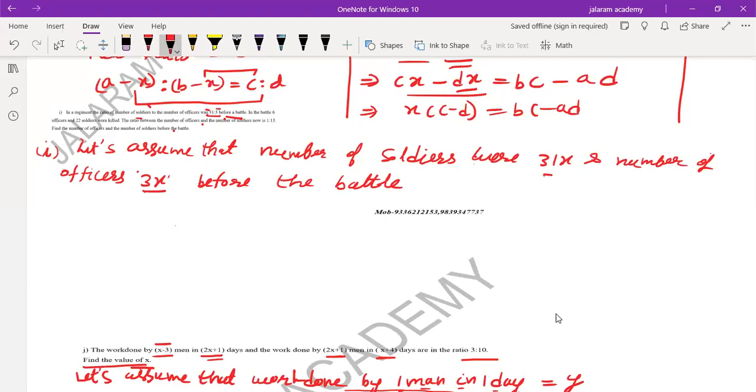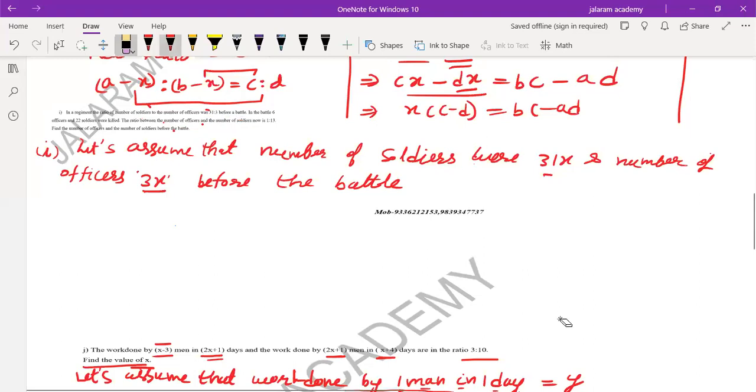In the battle, 6 officers and 22 soldiers were killed. Means how many remain unkilled? We have to write them. And then the ratio between the number of officers and the number of soldiers becomes 1:13. Okay. This time the ratio between the number of officers to the number of soldiers is given as 1:13, while in the first line, the ratio of the number of soldiers to the number of officers was given before that.